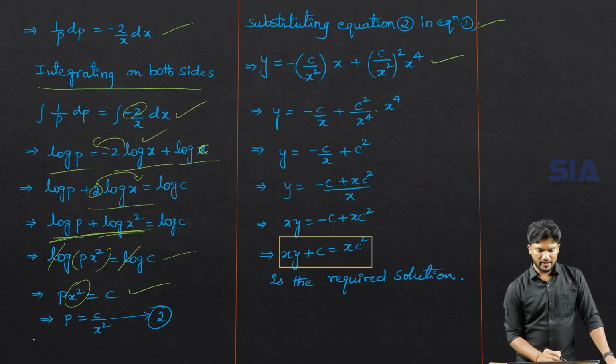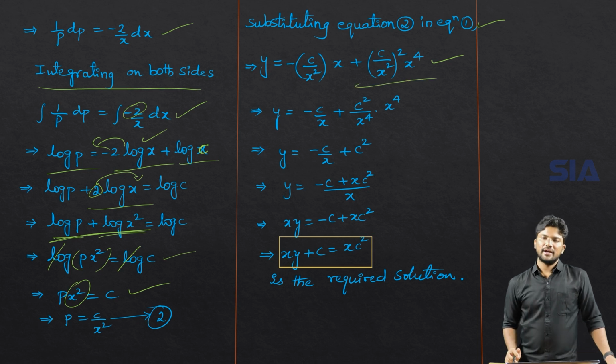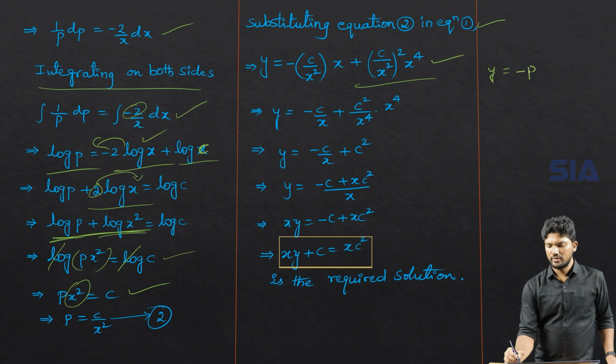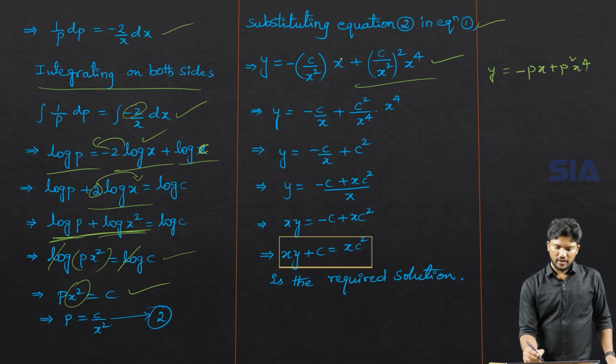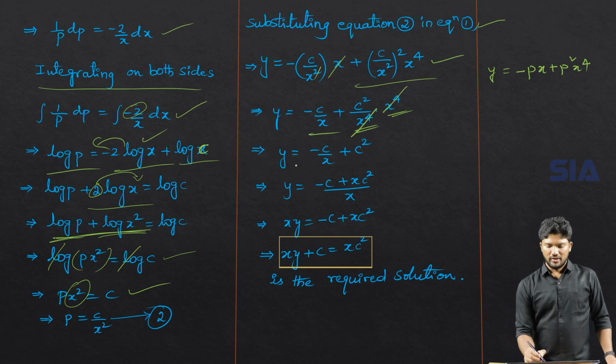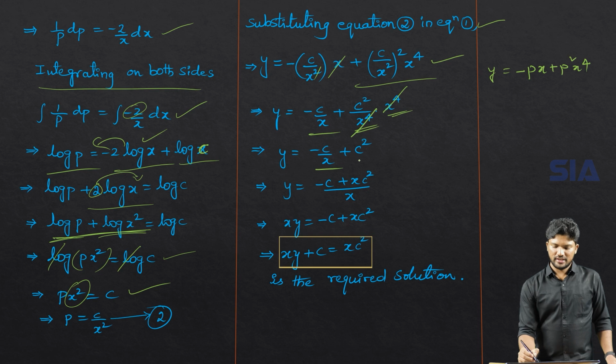Then you will get minus c by x square into x plus c by x square whole square x power 4. The equation number 1 is y is equal to minus px plus p square x power 4. So one x will get cancelled. Here y is equal to minus c by x plus c square by x power 4, since x square whole square means x power 4. So this x power 4 will get cancelled. y is equal to minus c by x plus c square.